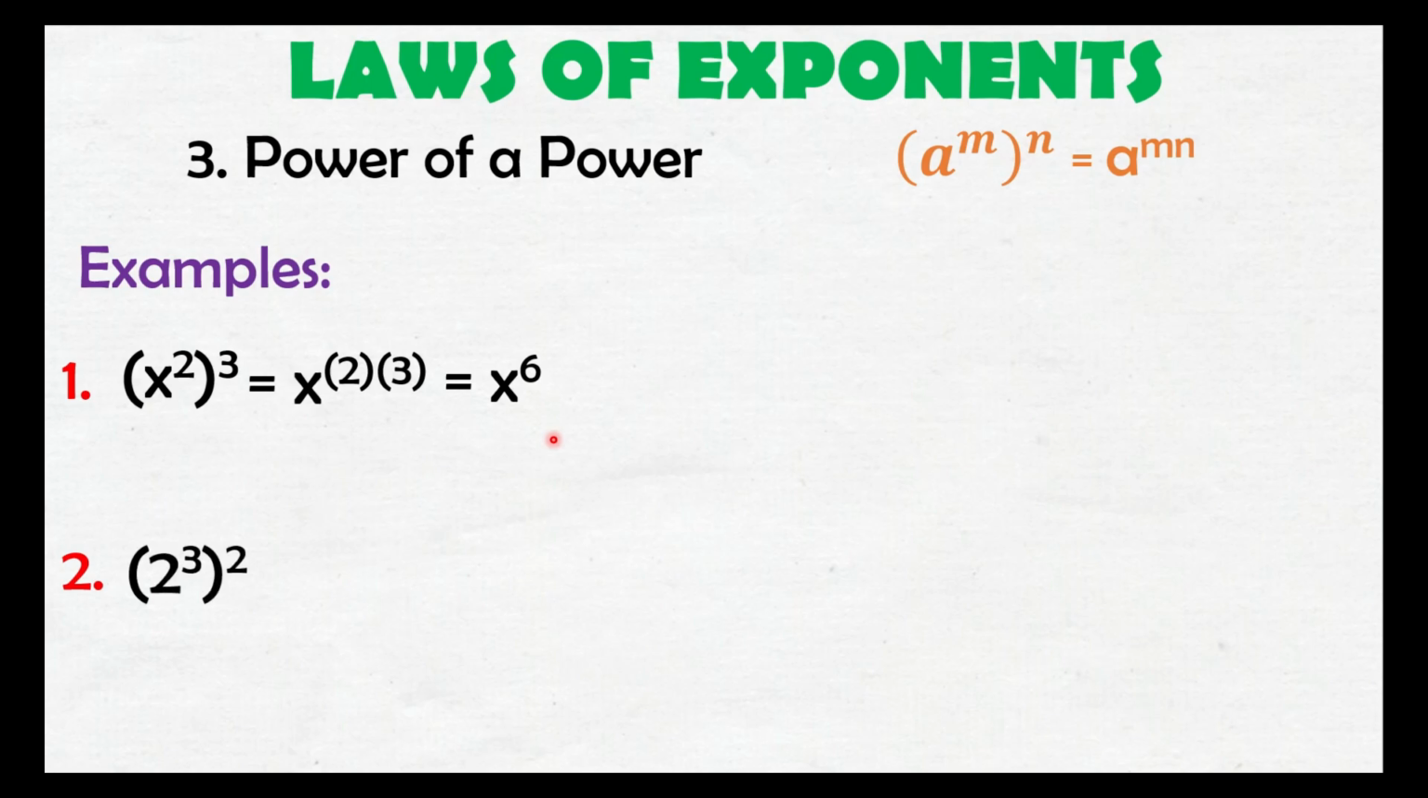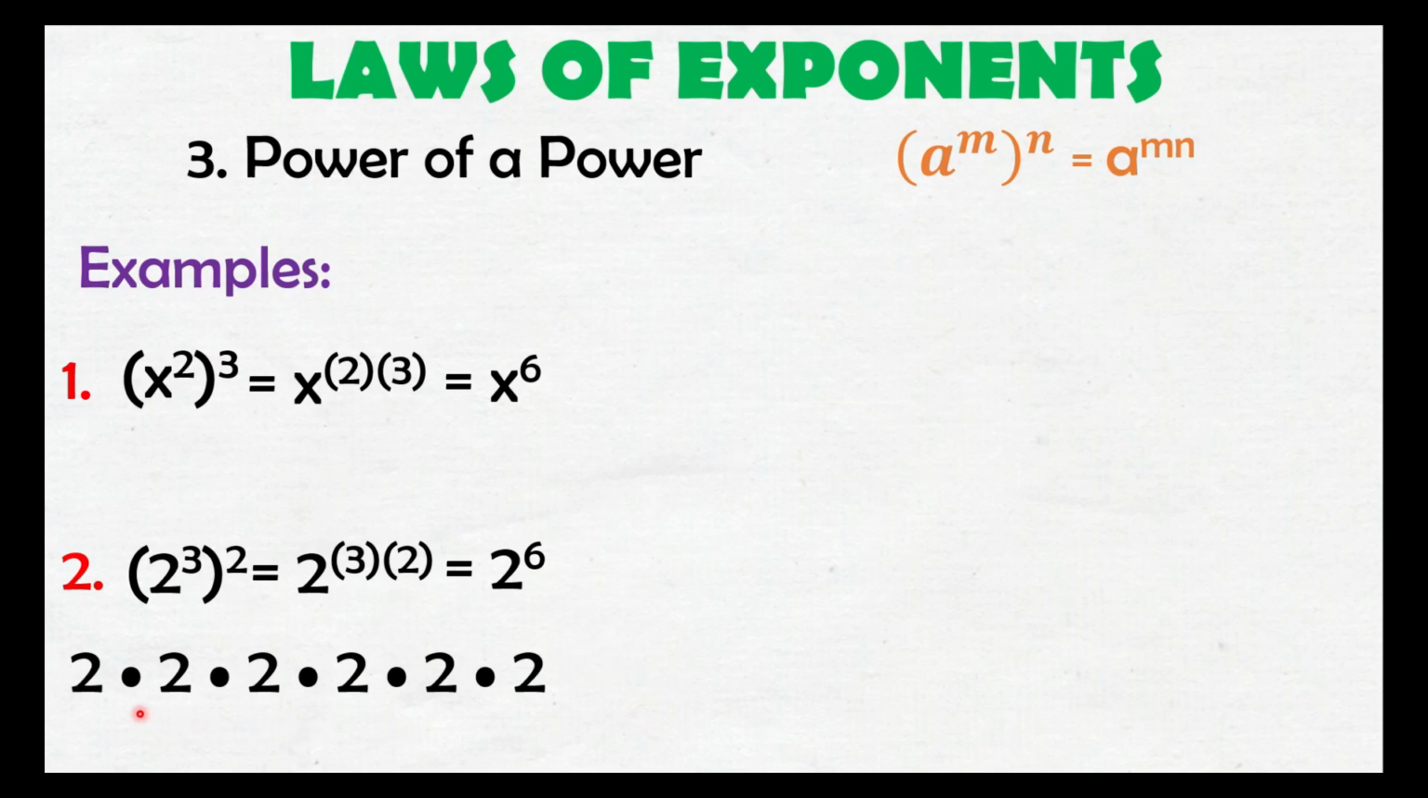Number 2, 2 raised to 3 raised to 2. So, i-multiply lang natin mga exponent, so 3 times 2, that is 6. So, we have 2 raised to 6. And expand natin yan. So, uulitin natin ng 6 na beses si base na 2. So, we have 2 times 2 times 2 times 2 times 2 times 2, and that is equal to 64.